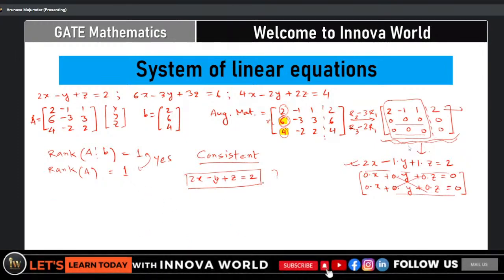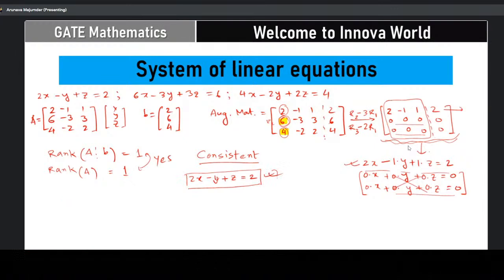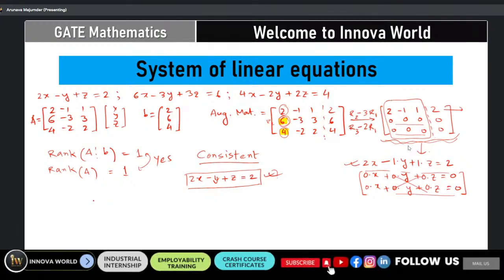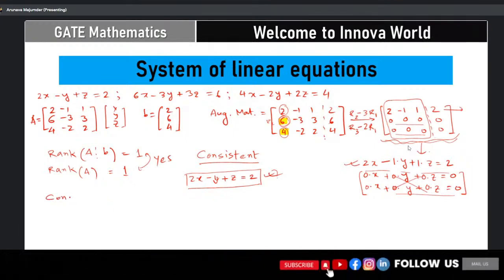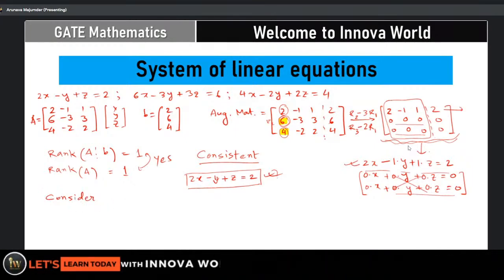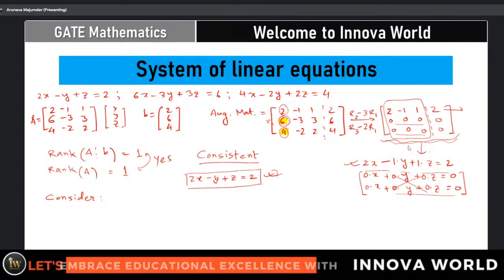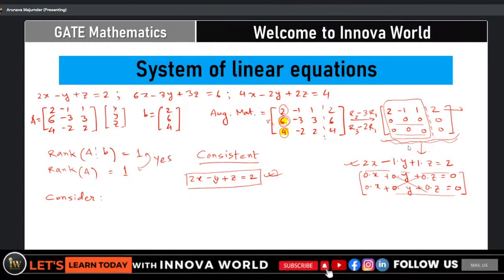Our equation is only this, a single equation, and no other equation is there. You need to learn this particular logic here. This logic is very important, and you need to understand it very carefully, otherwise it is quite difficult to get it. How can you get this infinite number of solutions from this single equation?